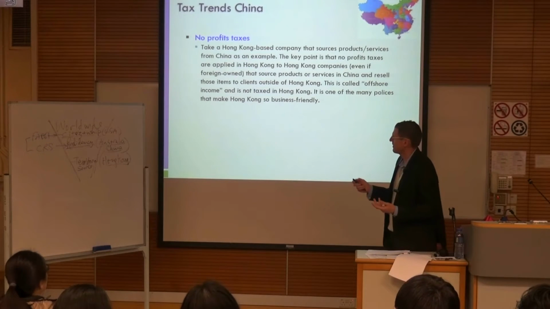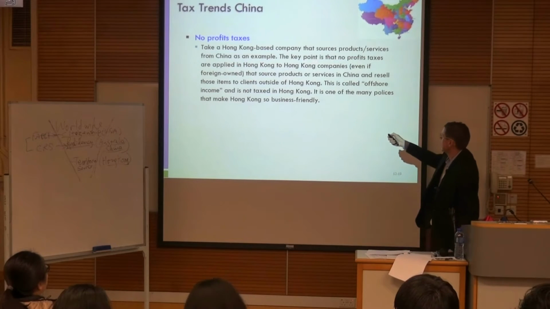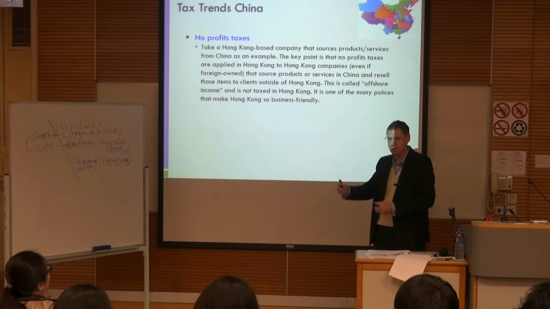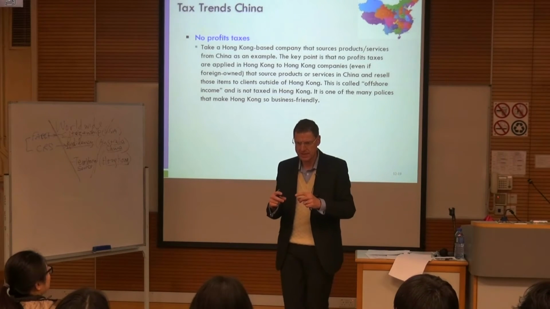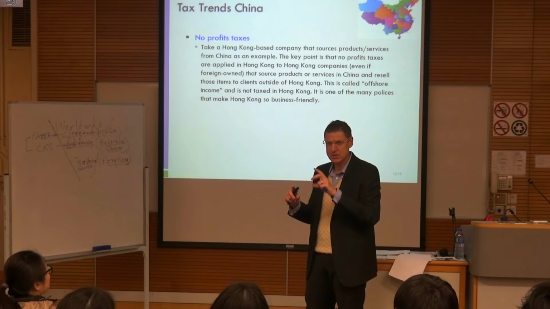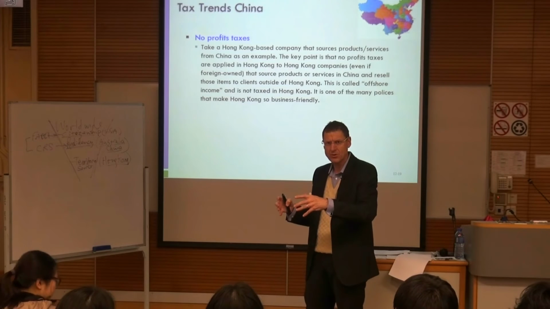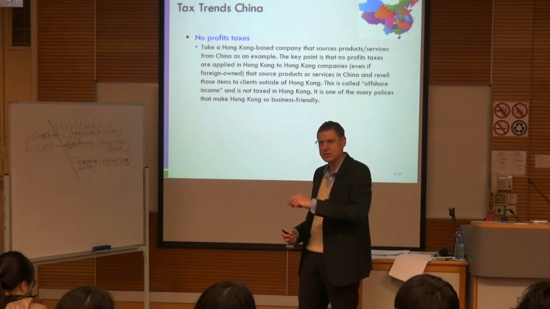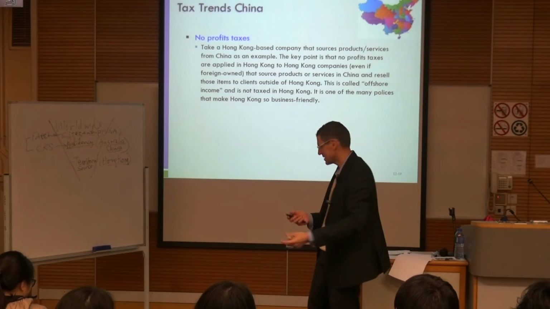So here's an example of a Hong Kong company that sources products, services from China as an example. And the key point, no profits taxes are applied in Hong Kong for shipments that go through Hong Kong. So the goods go into Hong Kong, then the goods go out. And like I said, that $10 of that $12 profit that you're taking out in Hong Kong, that stays here. Of course, then you can use that for further investment into China, or ultimately if you send it as a dividend to the USA, then you end up having to pay tax on it.